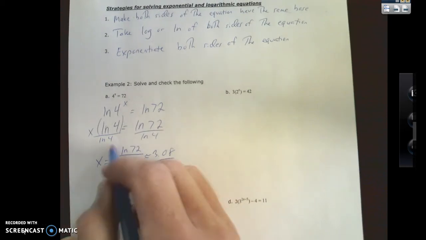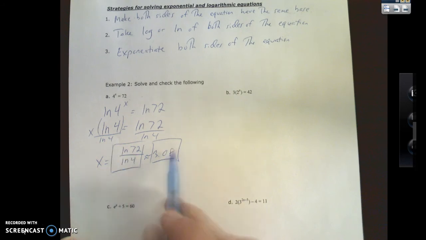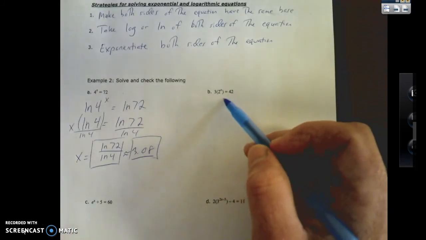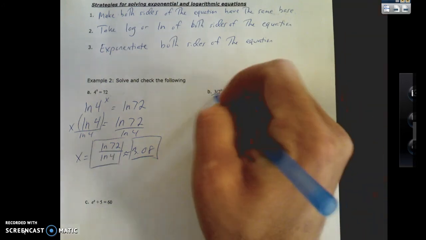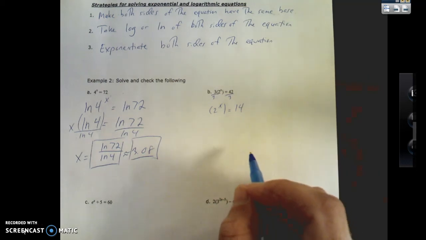We'll let you know on a test or quiz if we want you to leave it like this or like that. Okay? Cool. Over here, 3 times 2 to the x equals 42. Divide by 3. You have to get the 2 raised to the x by itself first. So 2 to the x equals 14.